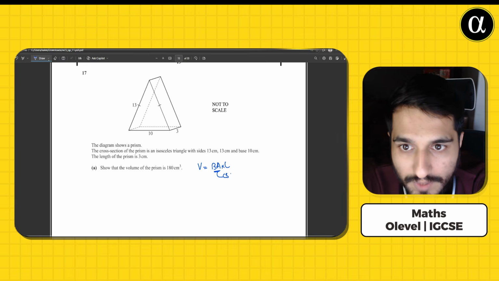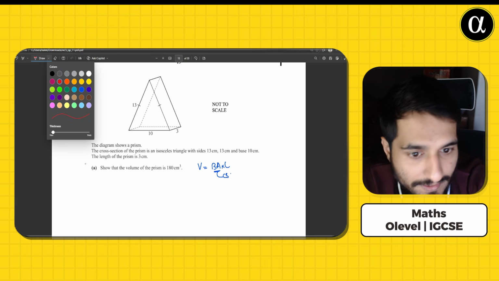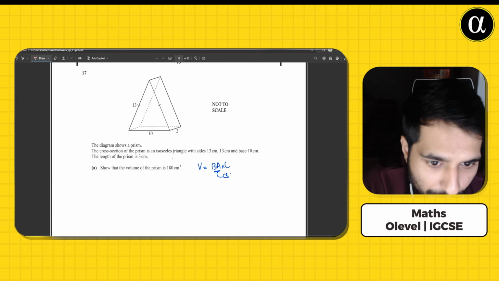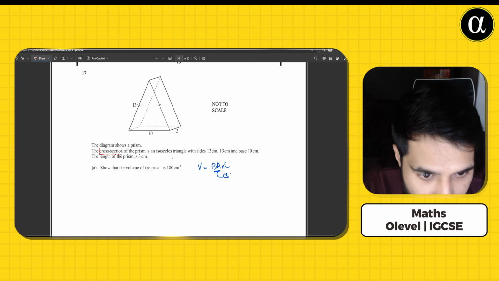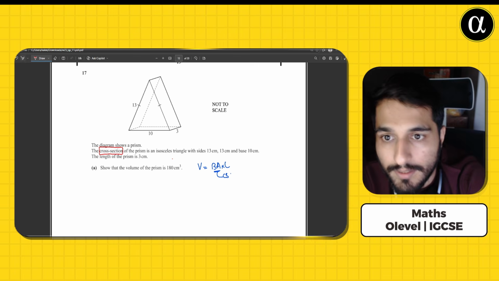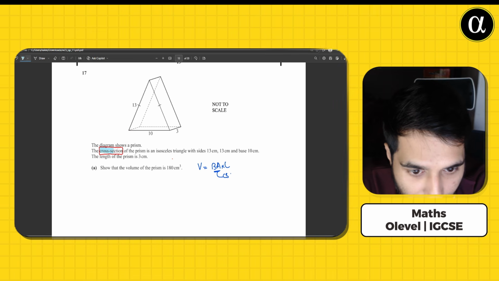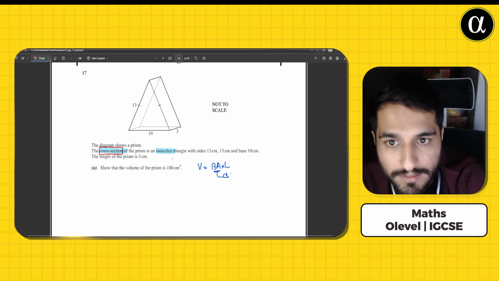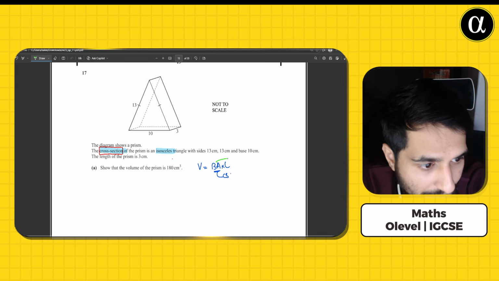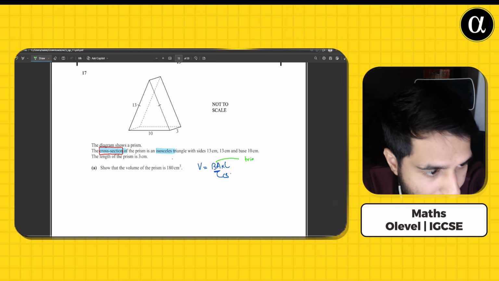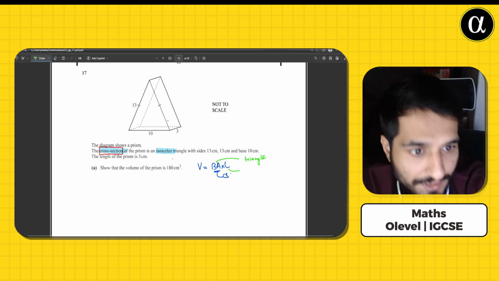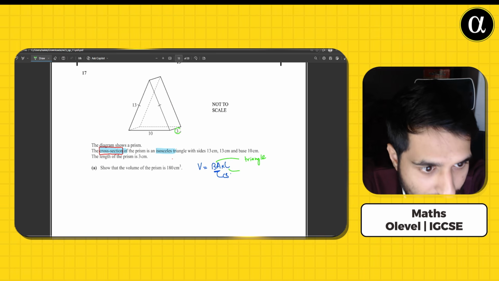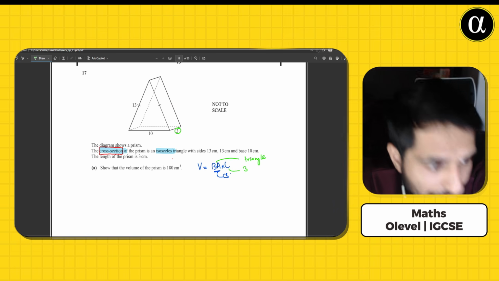Now how do we solve this? The question states that the cross section of the prism is an isosceles triangle. Let me highlight this for you. That means this is going to be the triangle. This has to be my triangle because it's the cross section, and then this has to be the length, which connects the two similar cross sections. The front isosceles triangle and the back isosceles triangle are connected by the length 3. So this is going to be 3.